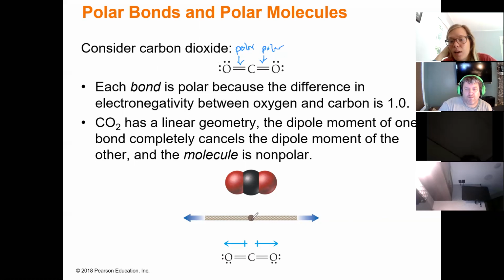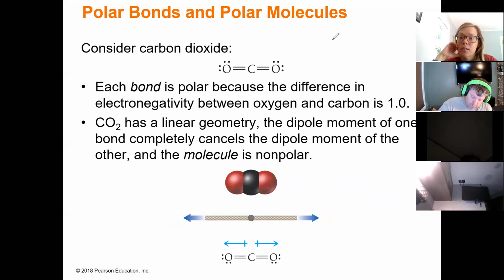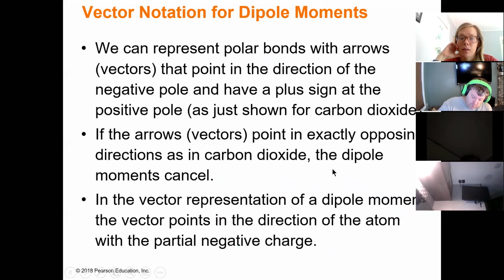It's kind of like if you've got a tug of war, right? There's 2 ropes and it's an equal strength pull from both sides. So the molecule itself is non-polar. Polar bond, non-polar molecule, when all of the things add up and balance each other out. Does that always happen? No. Let's look at a situation where that doesn't happen.